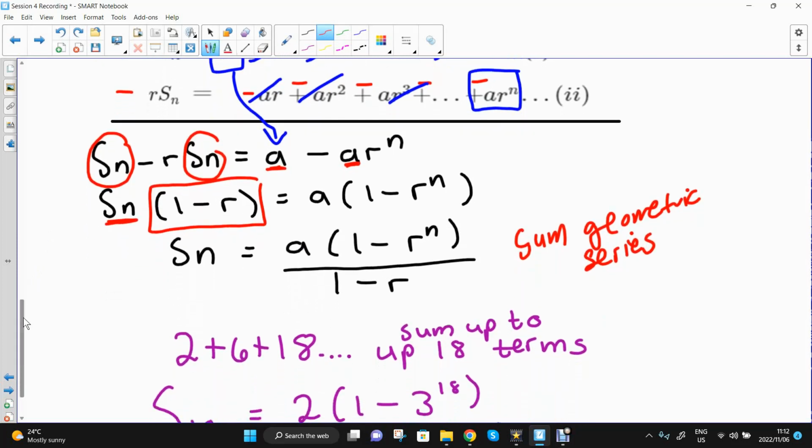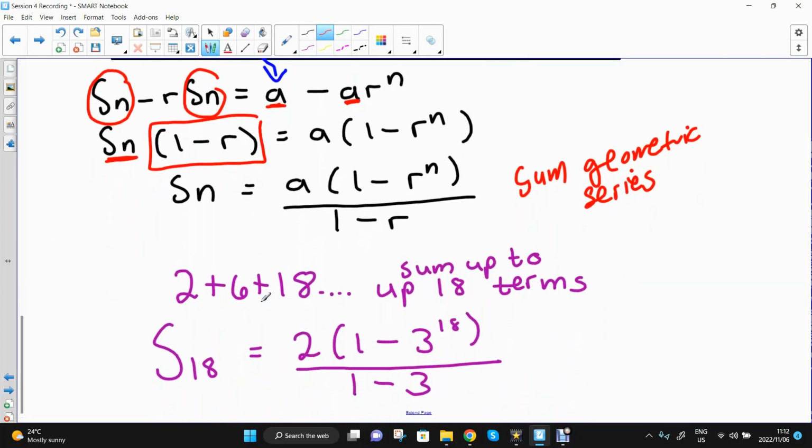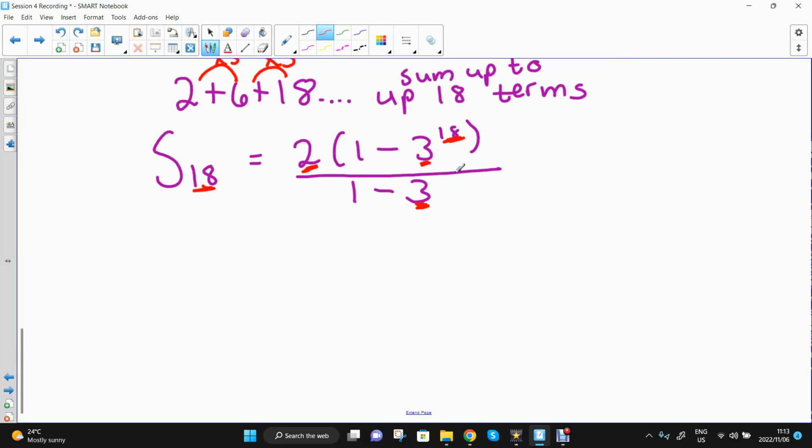So how do we use this? Just a quick example: 2 plus 6 plus 18. This is a geometric series. I am timesing by 3 every time. So if I want the sum of this series up to 18 terms, I use the formula at the top, S18. The first term is 2. My common ratio is 3. And finally, how many terms do I have? 18. And if you plug that in the calculator, it's going to be one massive answer.